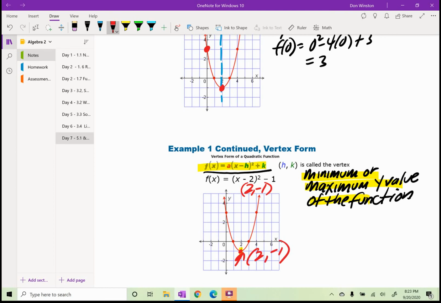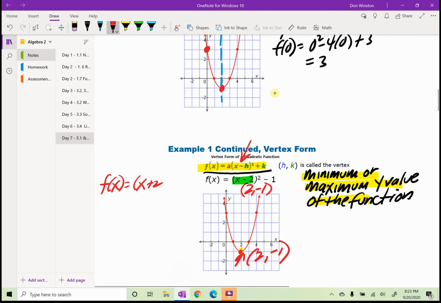Okay, a mistake students will generally make, because they see that x minus 2, and they think, oh, the h value is negative 2. That is incorrect. The function says that you take x and you subtract h. So I'm subtracting 2, x minus 2. Had the function been this, and this is a common mistake students will make, f of x is equal to (x plus 2) squared minus 1, h here would actually equal negative 2. K would still equal negative 1.